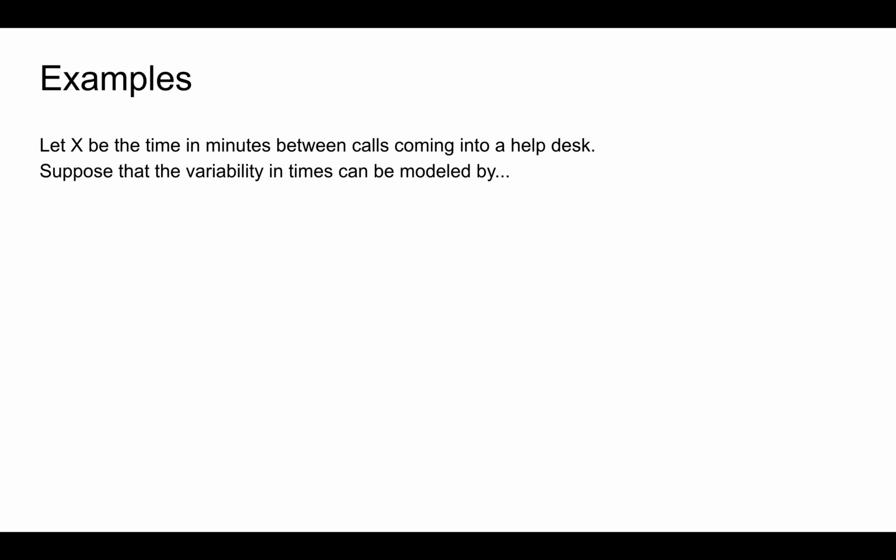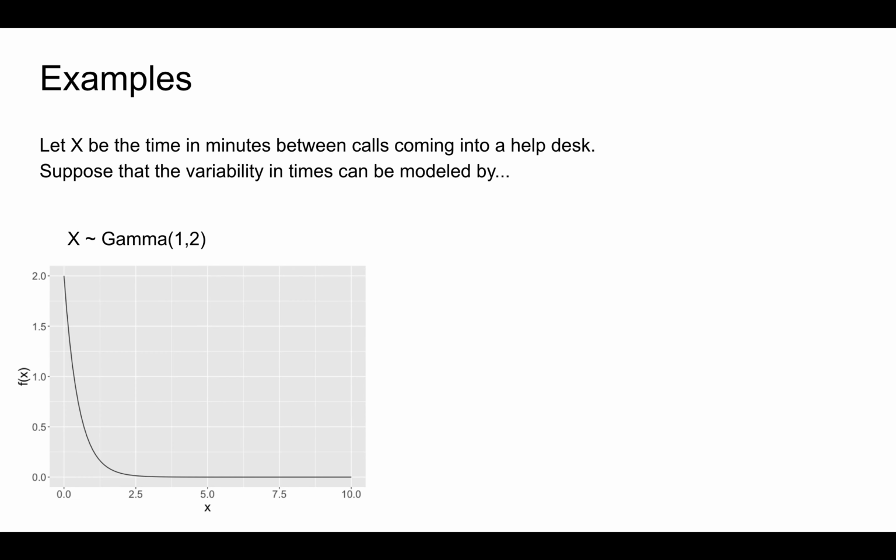Consider another example. Let x be the time in minutes between phone calls coming into a help desk. Suppose that at the busiest time of year, the variability in times can be modeled by a gamma 1-2 model. In this case, we see an exponential drop-off in times, with there typically being somewhere around half a minute or a minute between calls. And it's highly unlikely that there would be more than, say, 2.5 minutes between calls.